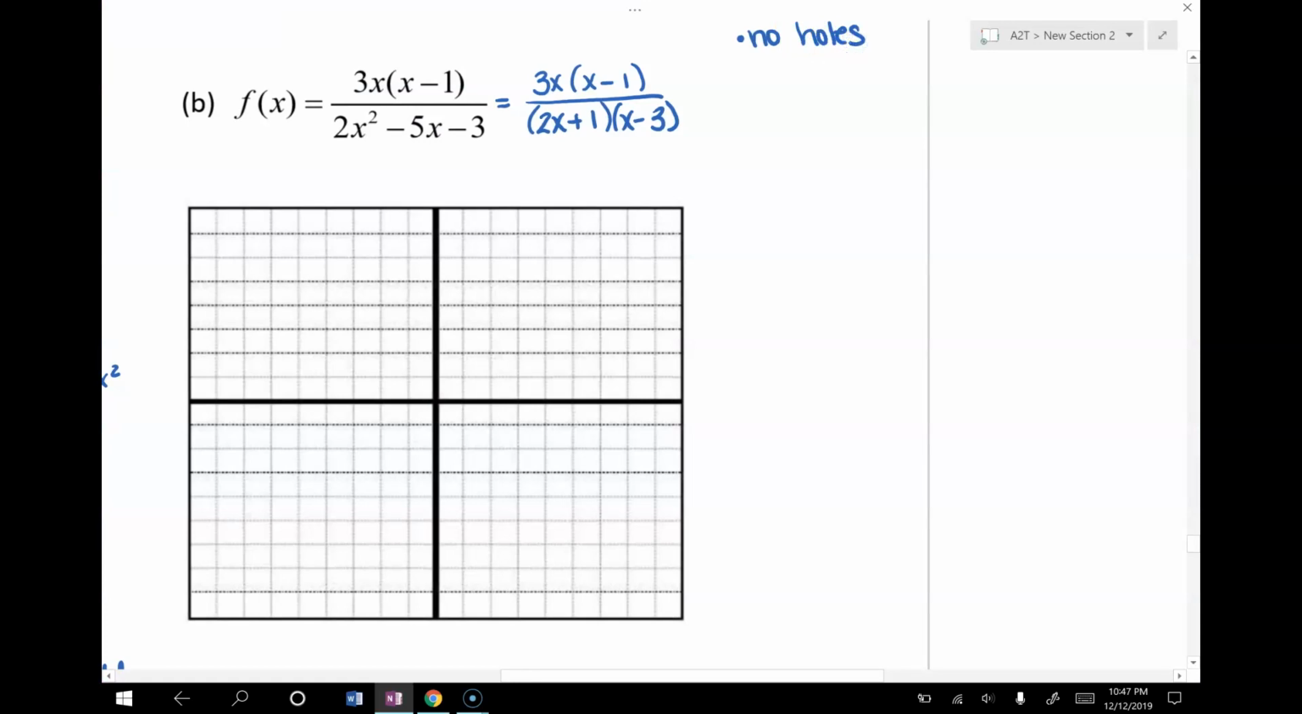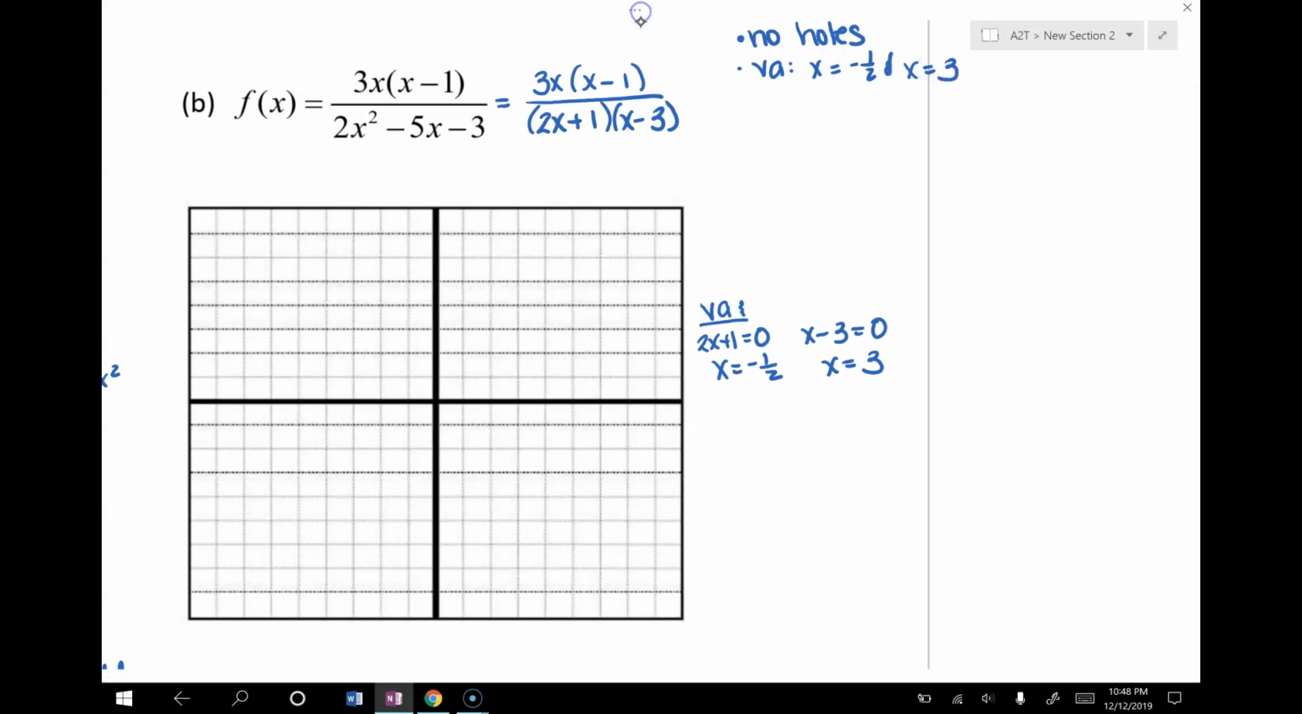The next thing to look for are our vertical asymptotes. That comes from the denominator. So I'm going to set both factors equal to 0 and solve. Just like the one we saw before, we're going to have two vertical asymptotes. This one at x equals -1/2, and then x equals 3. Again, I write everything in the same area so I know where to look when I start to graph.